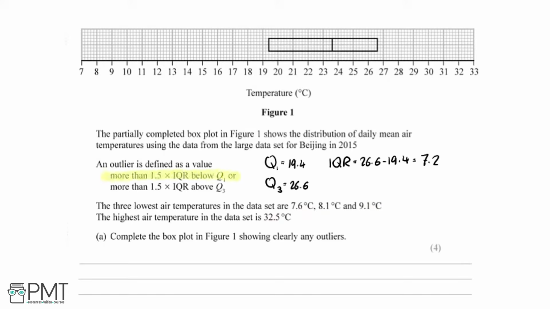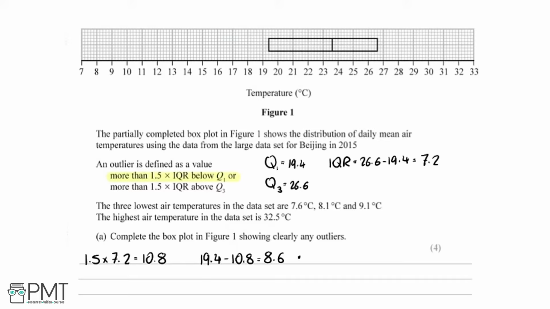So firstly, I'm going to start with this line here. More than 1.5 times the interquartile range below the lower quartile. So if I do 1.5 times 7.2, which is the interquartile range, we get that equals 10.8. So then using that here, I'm going to do for the lower quartile, so that's 19.4. Then we're going to subtract from that 10.8 and see what we get. So that's 8.6. So according to this condition here, anything less than 8.6 is an outlier.